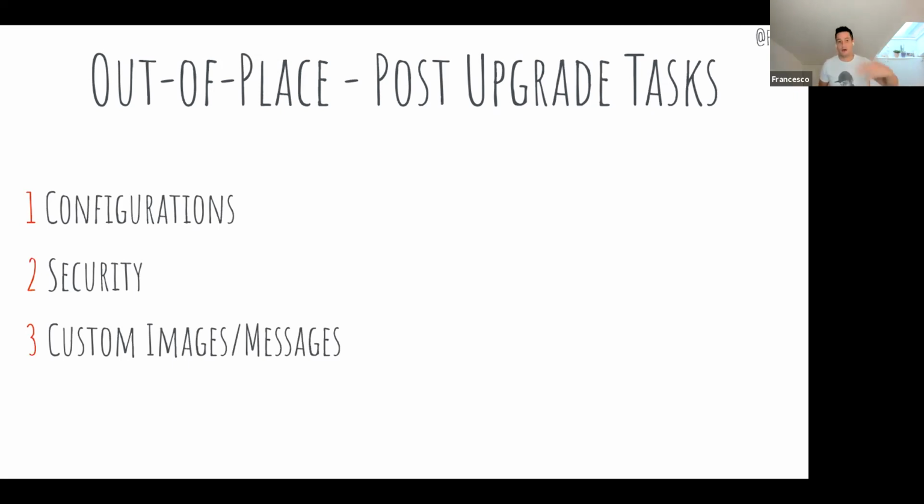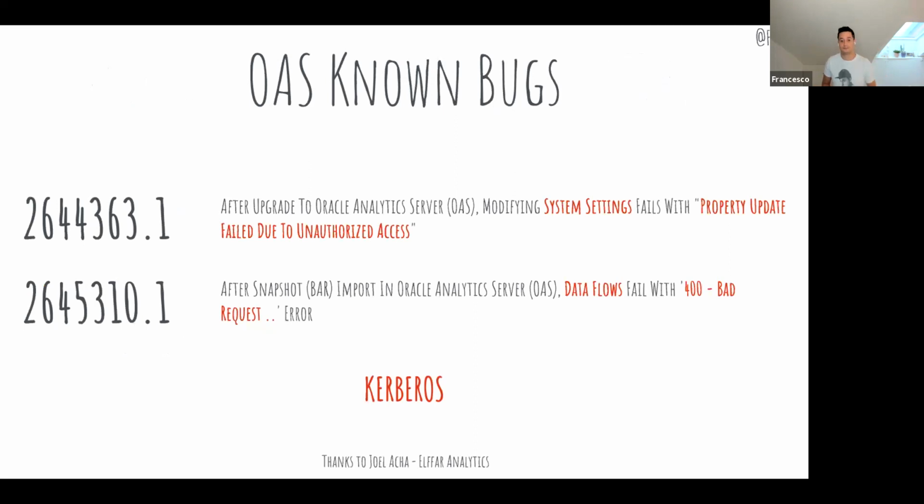However, you have to know that OAS is quite recent as a platform, and it has its own bugs. It came out first in January, February. So by now you have a list of problems, but also a list of solutions. For example, if you are upgrading to OAS, you try to change the system setting, and you cannot because it tells you that the property update has failed. Or in case of data flows, you have a 400 bad request output. If you find those bugs, there is already a solution for them.